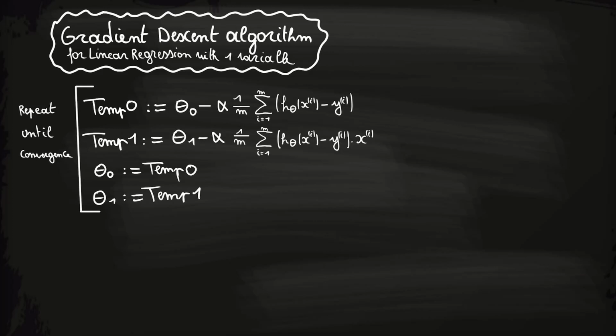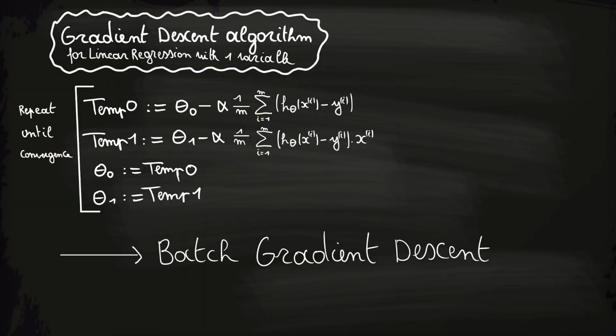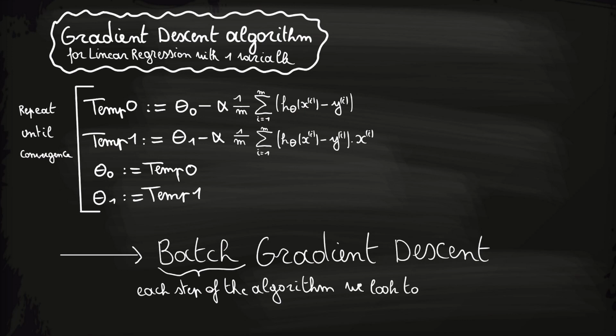Now, to get some terminology right, this gradient descent algorithm that we just described is also called batch gradient descent. It is called batch because at each step of the algorithm, we look at all the training examples. In other words, we sum up the error over all training examples. There also exist variants of gradient descent in which you look at a subset of the training set. This is not something we will see in this video, but it is important to keep in mind.